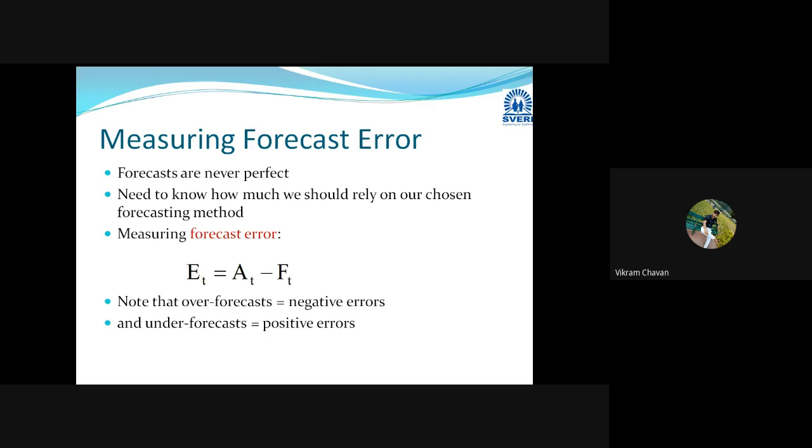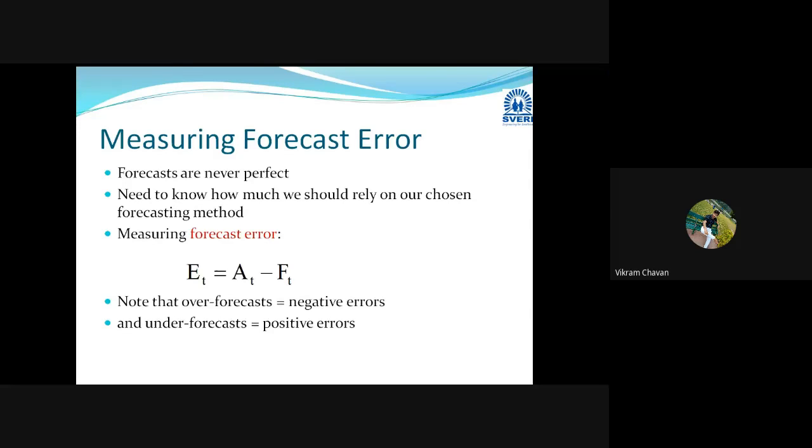And if we get the actual demand less than the forecasted demand, in that case we will get the negative error value. So in that case we will get the negative error, and that particular error we have to consider as an over forecast. Whether you understood what is meant by under forecast and what is meant by over forecast.